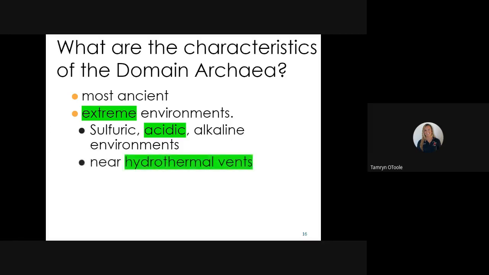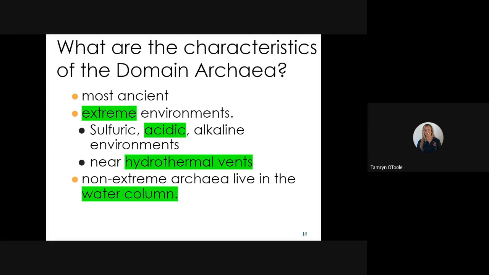We find these archaea bacteria near our hydrothermal vents. So remember that the hydrothermal vents are super acidic down there and very, very hot. And these bacteria actually live down by the hydrothermal vents. There are different types of archaea bacteria, these ancient bacteria, that don't live in extreme environments, and these particular archaea would live in the water column.